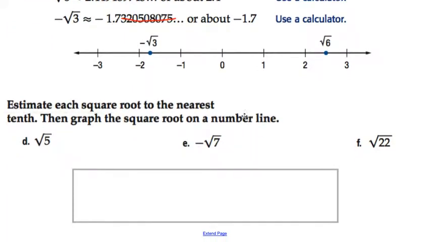All right, here's a chance for you to try 3 more values. Go ahead and try these on your own. Pause the video and we'll look at the solutions when you get back.